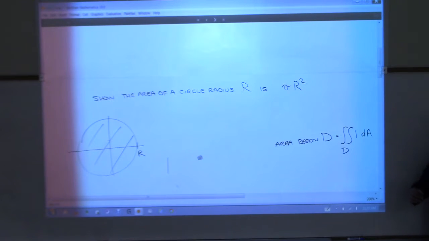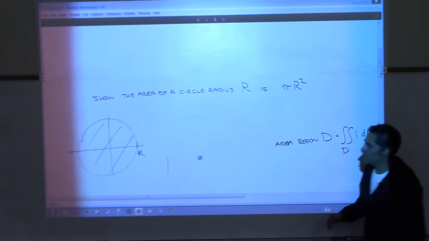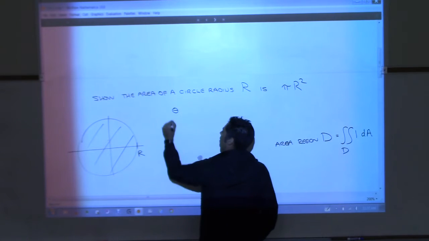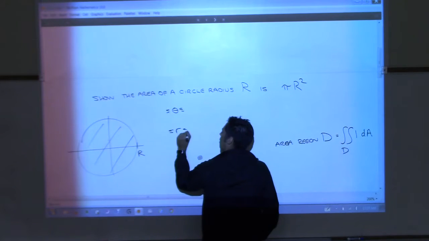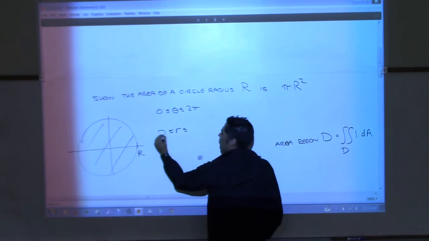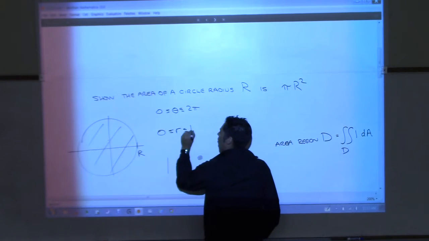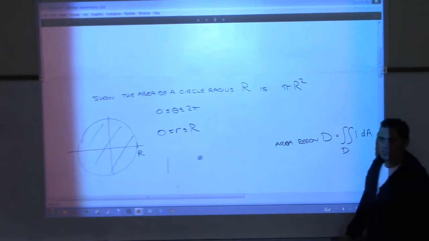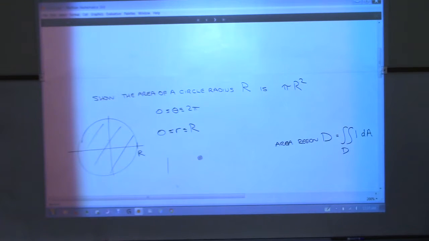But look at your circle on the ground. If that's our region, that's a great polar region, isn't it? It's a really good polar region. What is this as a polar region? What's my theta and my r restriction? 0 to pi, and then what's my radius restriction? 0 to capital R, right? That's my radius restriction. Understand that?